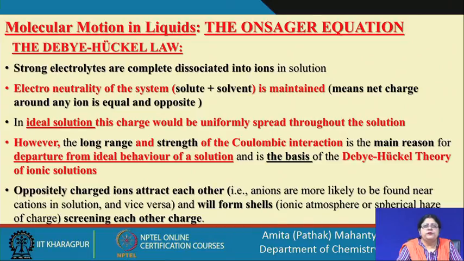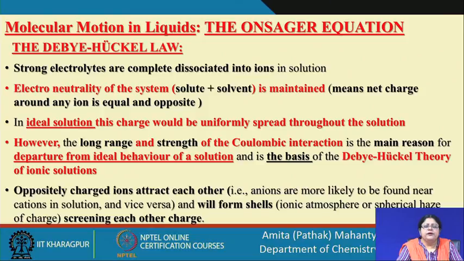Okay. So, opposite charge ions attract each other. Whenever we have a solute electrolyte dissolved in a solvent, they will dissociate into positive and negative ions. So, opposite charge ions attract each other. What happens? The anion is more likely to be found near a cation in a solution and vice versa. And they form a sort of shell, a haze of opposite charges around a central charge.